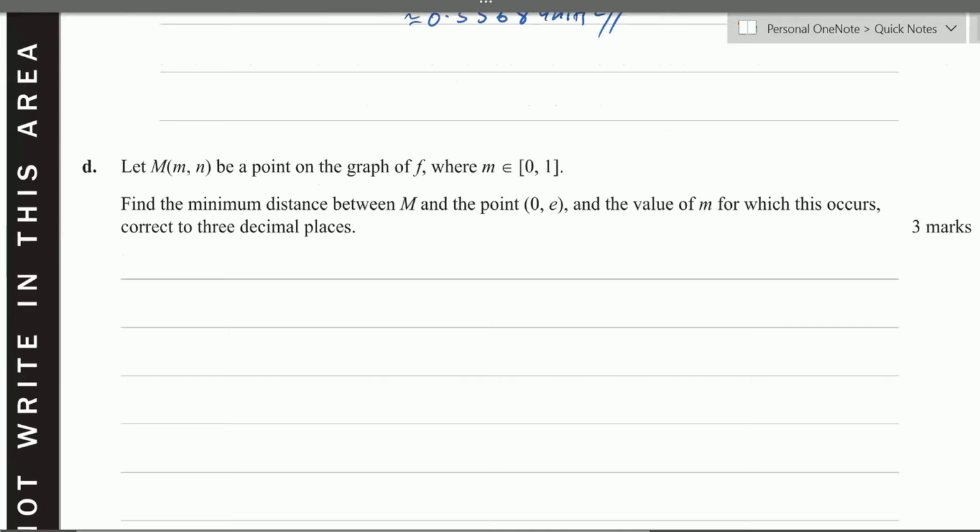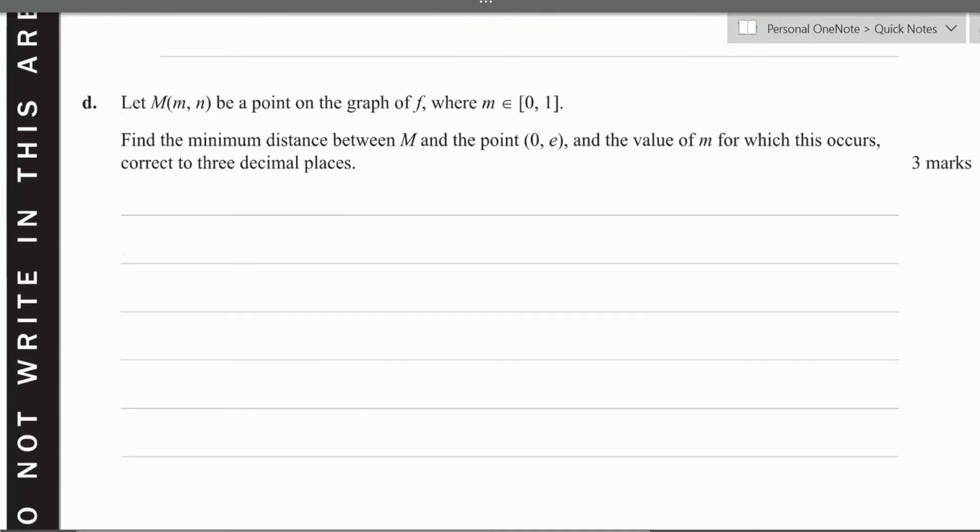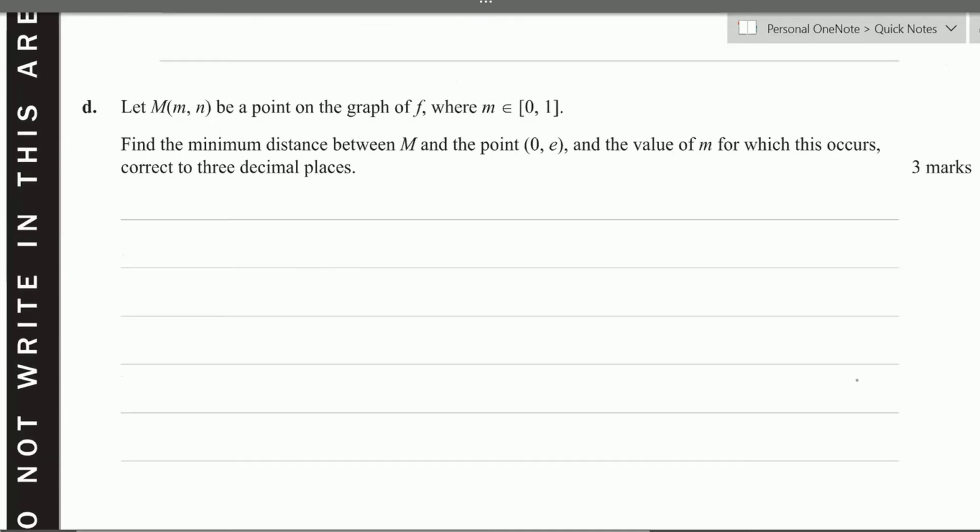So mn, find the minimum. So distance is your x minus x1 and then y minus y1 squared, like your Pythagoras theorem. So 0 minus m squared plus e minus n squared is your distance, but mn is a point on the same graph, this one. So n can be written in terms of m, so it's just f of m, and you can do that on your CAS.